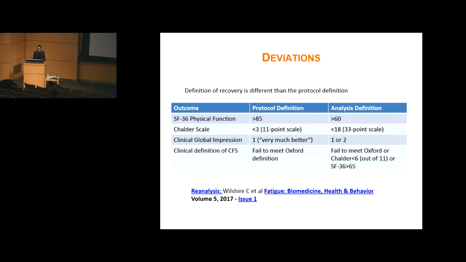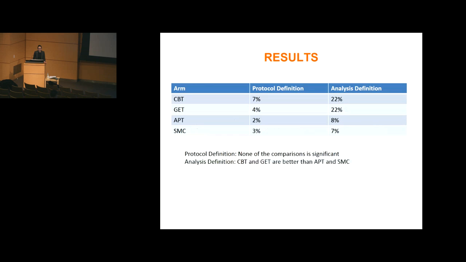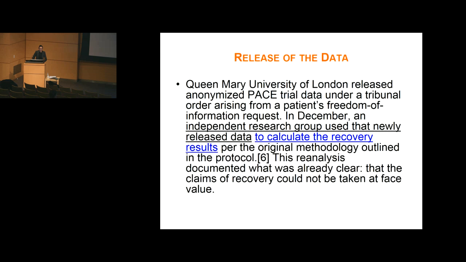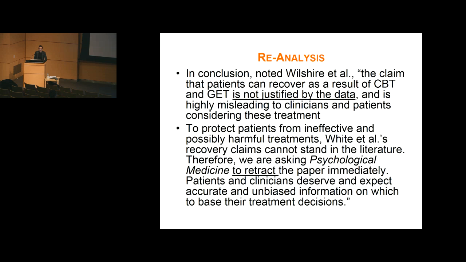So there was a lot of discussion about consent and conflict of interest and funding, and this received a lot of attention because if you follow the protocol definition versus the analysis definition, you will find no difference in the four arms, and the first type of analysis was not validated. So the data were given to the public after a lot of pressure by an independent research group, and that's how they were able to recalculate. This reanalysis documented what was already clear, that the claims of recovery could not be taken at face value. So the report by Wilshire et al., which is the reanalysis, came to the conclusion that these two experimental treatments are not helping patients in terms of recovery, and they're not justified by the data.